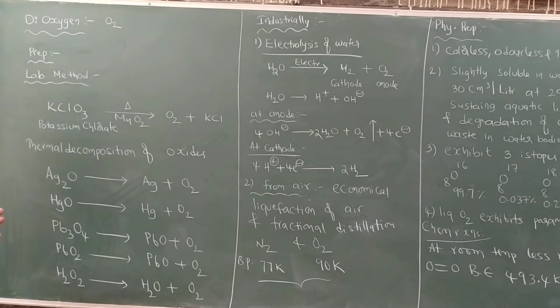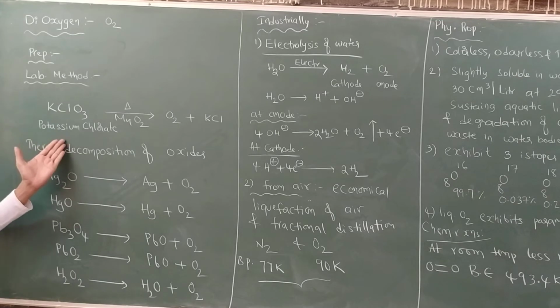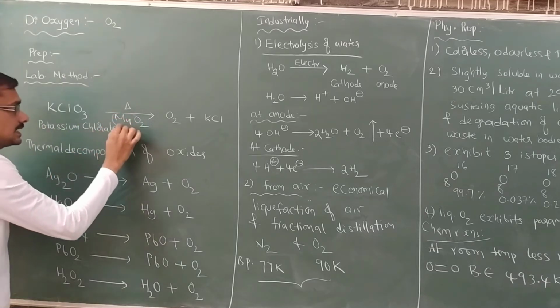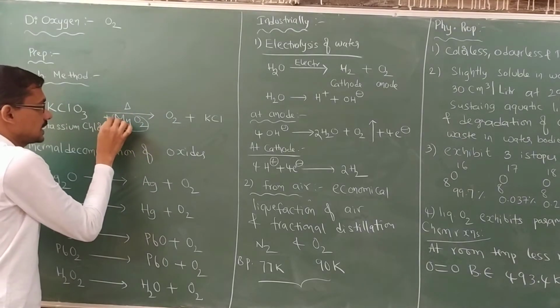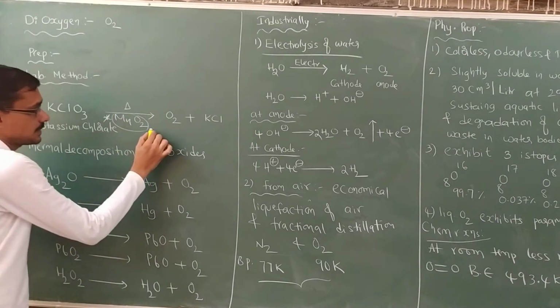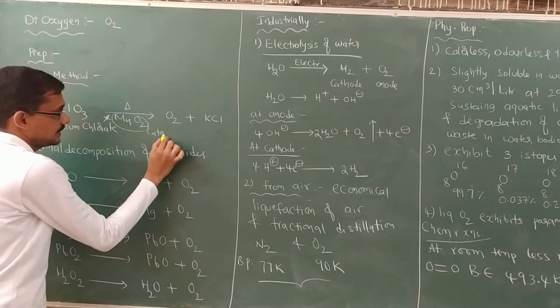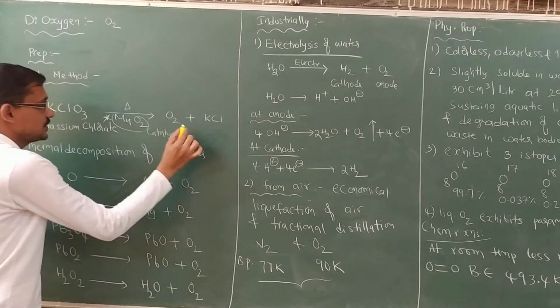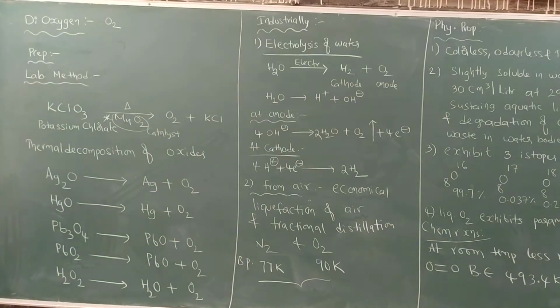In the laboratory method, we can prepare it by using potassium chlorate, KClO3, on heating in the presence of manganese dioxide. This is the catalyst, a very important one. The catalyst we are using in this is manganese dioxide. Which catalyst is useful in this reaction?